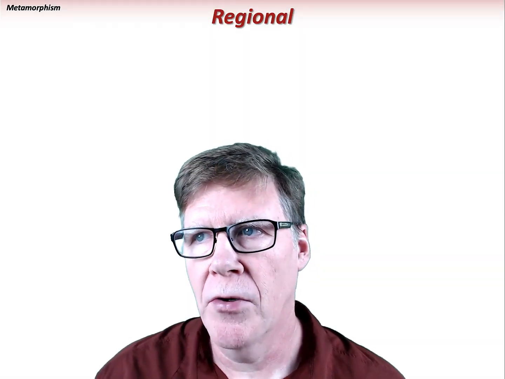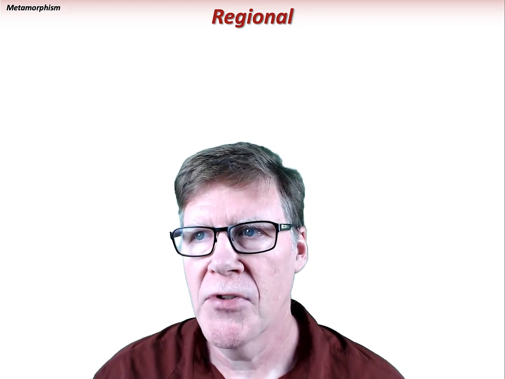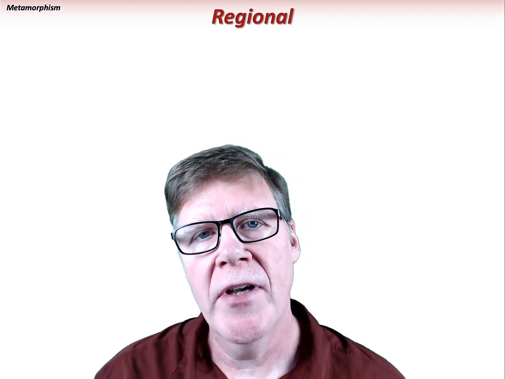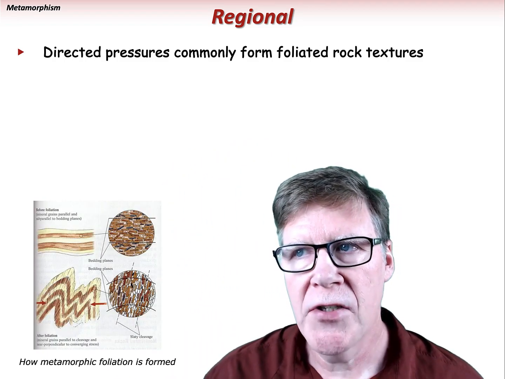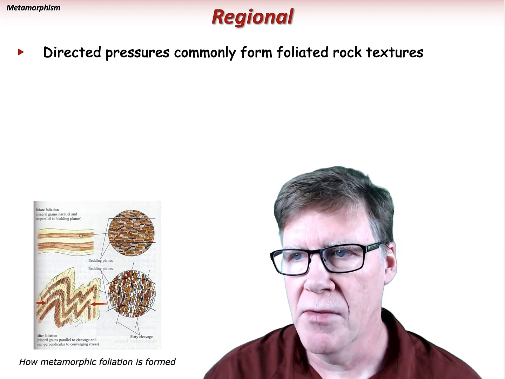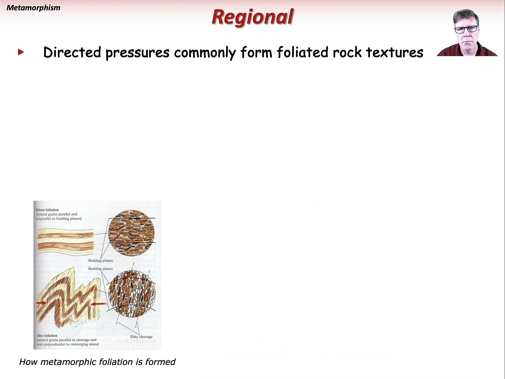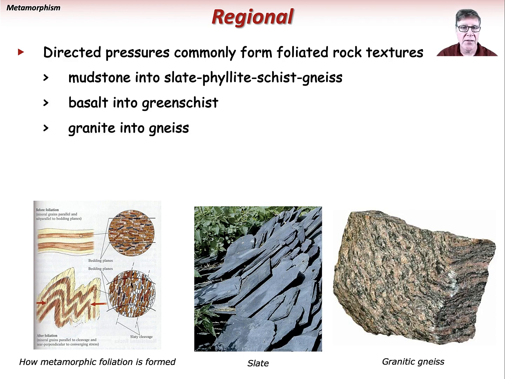The directed pressures and temperatures of regional metamorphism transform rocks in place, and the resulting rock textures are termed foliated due to the pronounced mineral layering. Foliation evolves into different forms as pressure increases during metamorphism. Common transformations include mudstone into slate, phyllite, schist, and/or gneiss, basalt into greenschist, granite into gneiss.